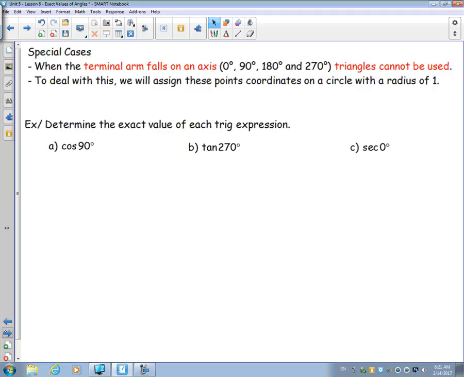Okay. There are a couple special cases that don't fall into these nice, easier ones. The things that fall on the axes are special cases because you can't make triangles anymore. So if you come across something that falls on an axis, like 0, 90, 180, 270, 360, what you do instead is make yourself a little circle. And what we're going to do for a circle is make the easiest possible circle. That is one with a radius of 1.